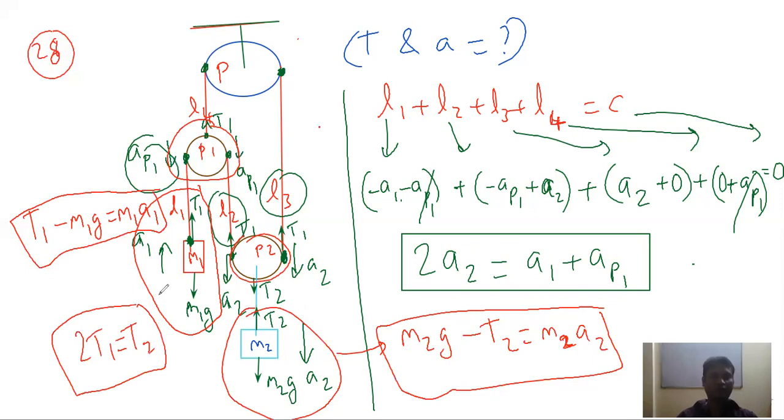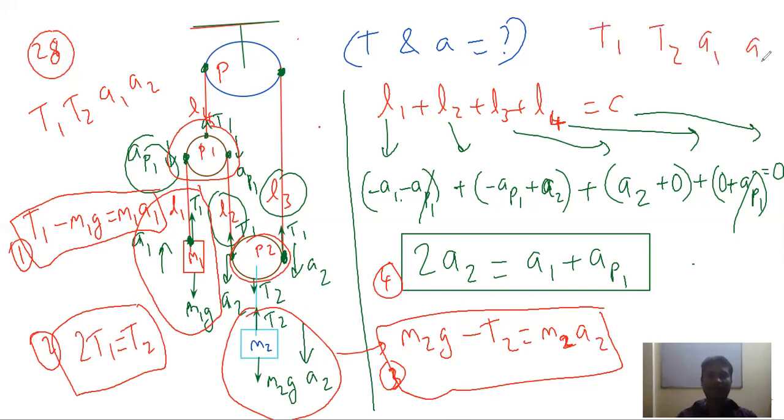So in all, we have 4 equations now: one equation, two equation, three equation, and four equation. Here we have four unknowns, T1, T2, A1, A2. So four equations, four unknowns, it is sufficient. So we can get the value of tensions T1, T2, A1, and A2 by solving these four equations simultaneously. So I hope you understood this completely now.